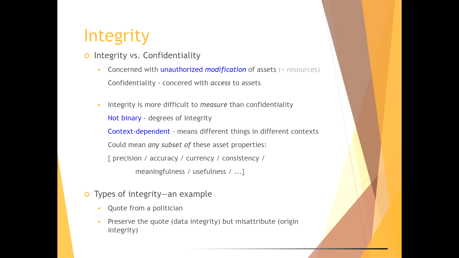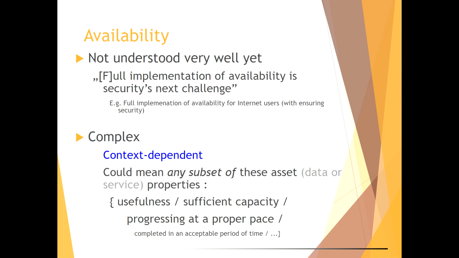So for types of integrity, an example is a quote from a politician. Preserve the quote, but misattribute it. That's data integrity and origin integrity. Then availability. Not understood very well yet. Full implementation of availability is security's next challenge.